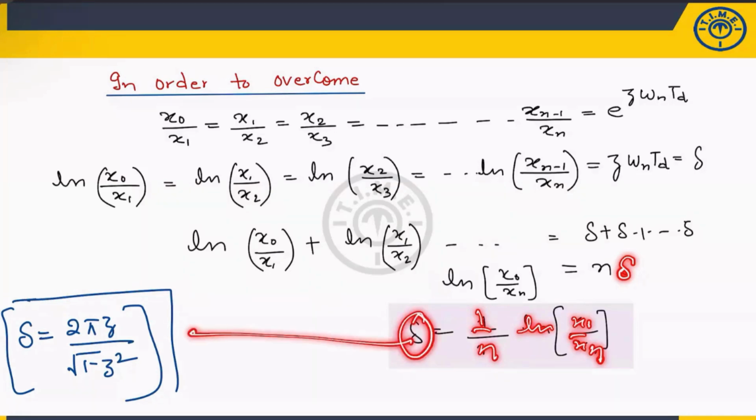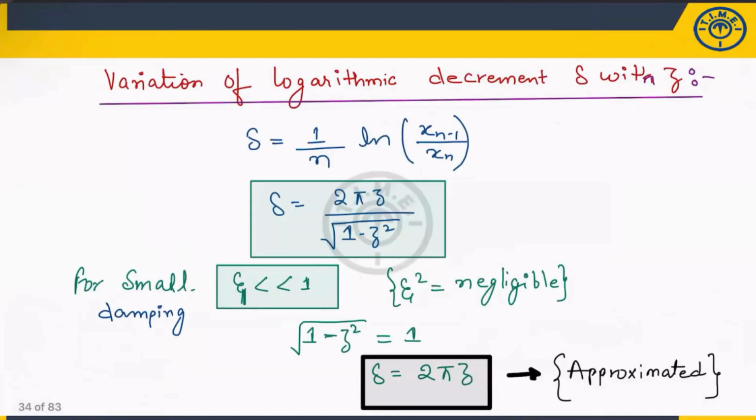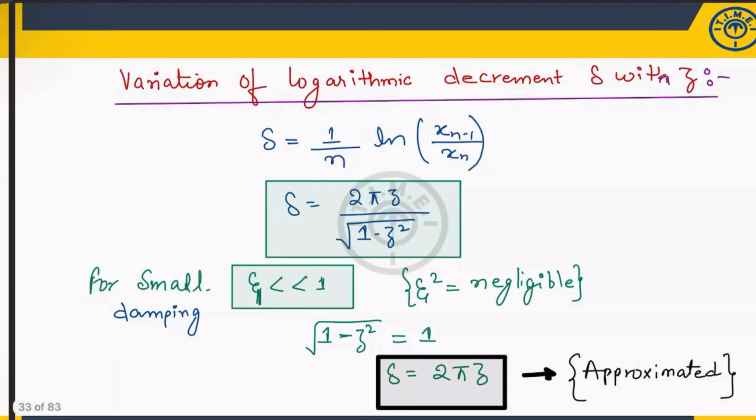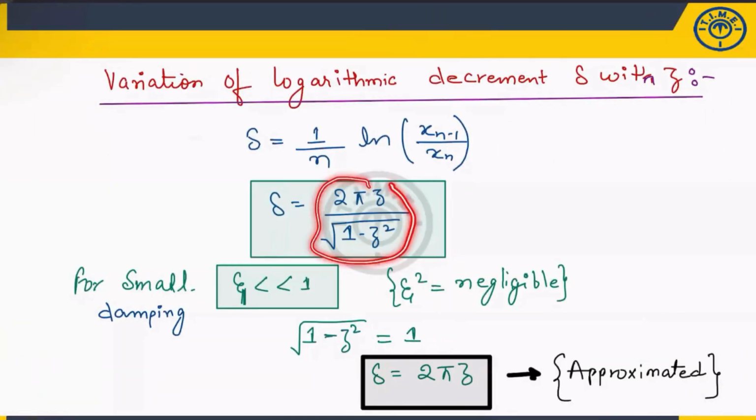And this logarithmic decrement, which I have discussed already, this is basically the formula: 2 pi zeta by root of 1 minus zeta square. Okay. So I have mentioned here the variation of logarithmic decrement, the two important relations, 1 by n ln of x0 by xn. So if you put n equal to 1, this will become x0 and this will become x1. So ln of x0 by x1 is nothing but the logarithmic decrement only. Clearly you can see here. So the logarithmic decrement formula, which you got as 2 pi zeta by square root of 1 minus zeta square.